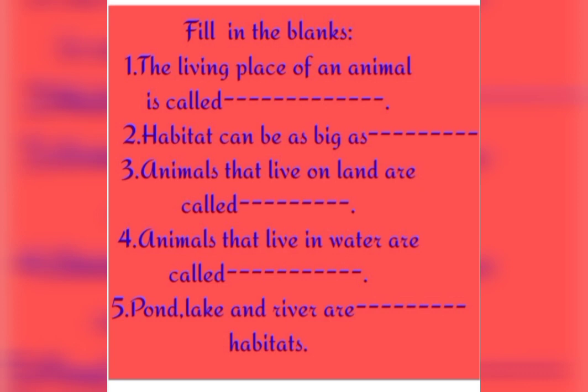Third question is, animals that live on land are called dash. Fourth question is, animals that live in water are called dash. Fifth one, pond, lake and river are dash habitats.